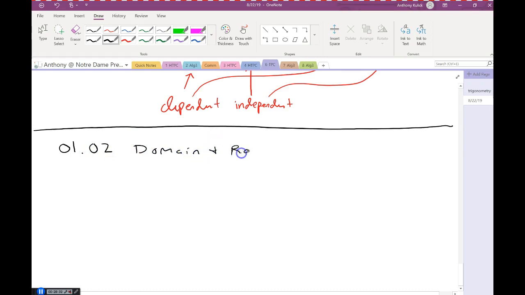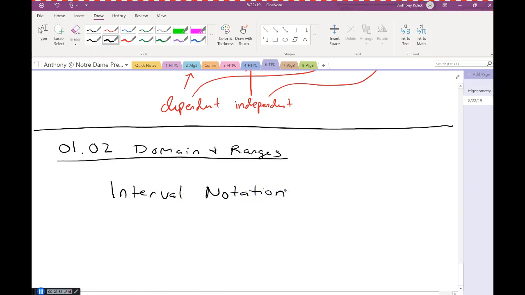Next section, we're going to talk about domain and ranges. And in this class, when we write our domains and ranges, we're going to use interval notation to do that. So let's spend a few minutes here talking about how we move from an inequality and write that instead as an interval.